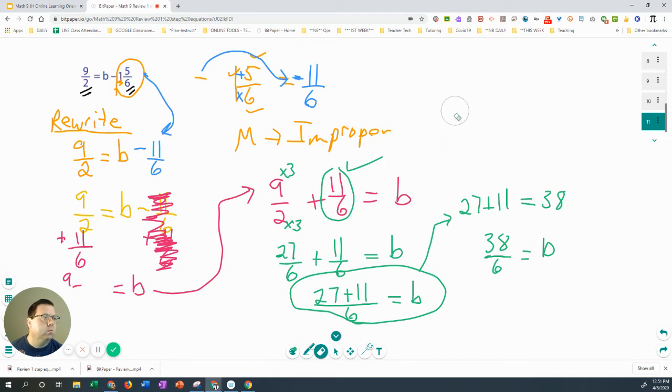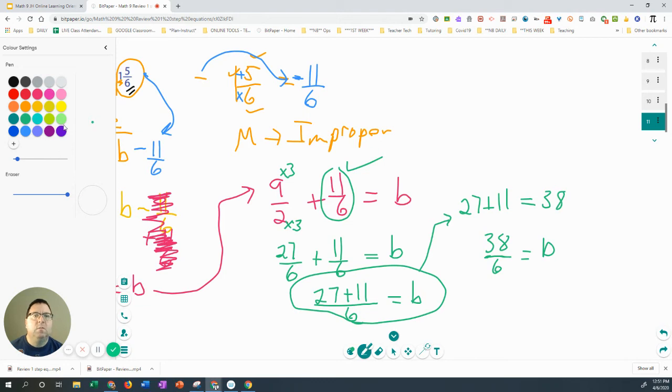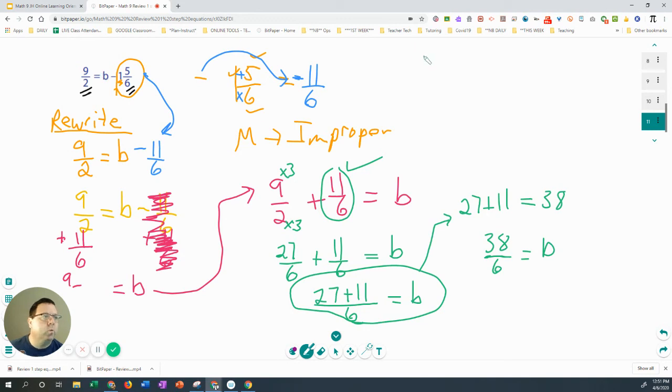All right. Let's check it. What color am I going to use? Let's use purple. So when we check it, we're saying 9/2 equals B minus 1 and 5/6. Well, that's our original equation. Let's start simplifying this and do the rewrite. First of all, B is equal to 38 over 6.